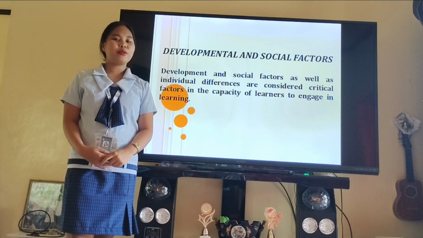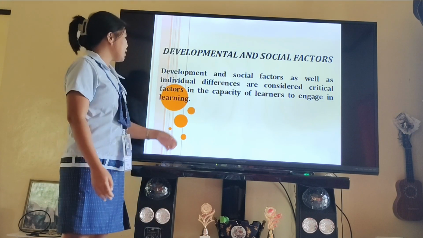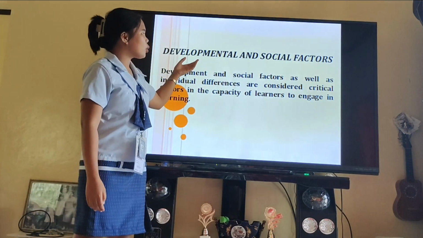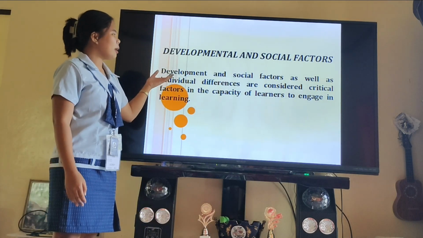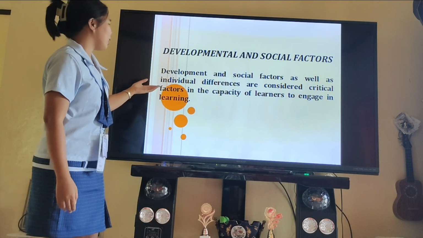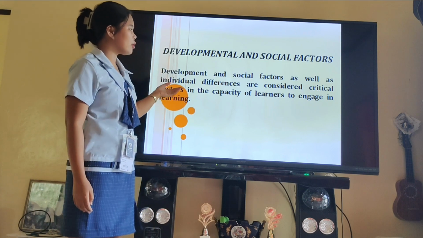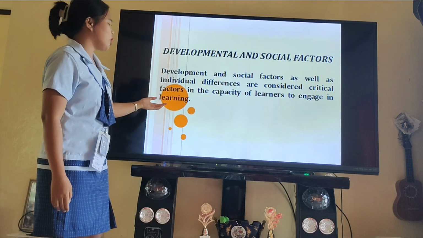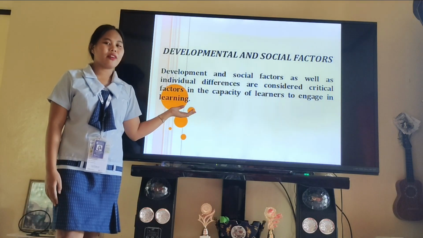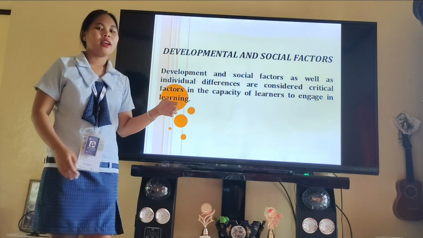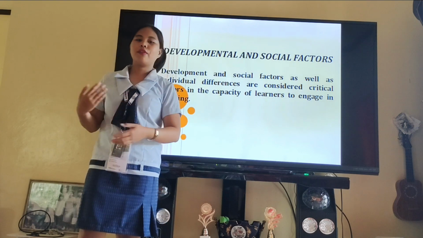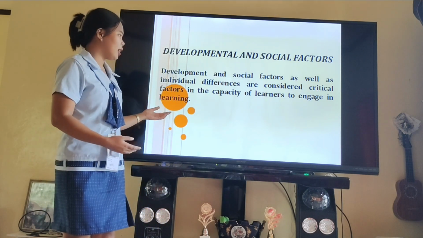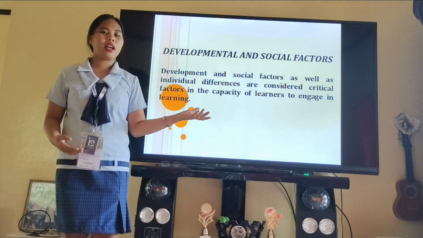So now let us move on to the next factor, which is the developmental and social factors. Developmental and social factors, as well as individual differences, are considered critical factors in the capacity of learners to engage in learning. So each one of us is unique. Each one of us also has different ways of learning or gaining knowledge.